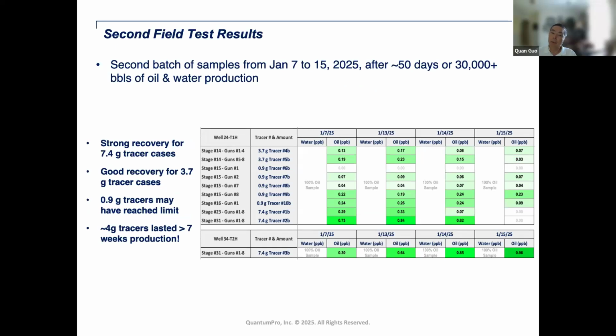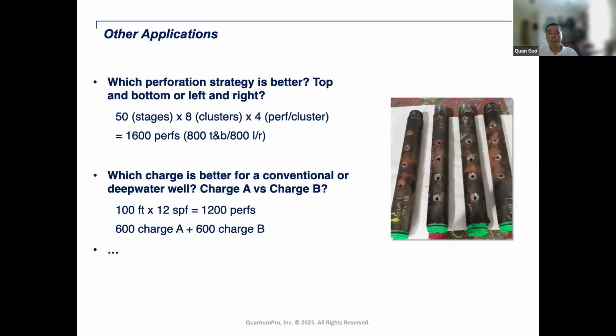So below 7 weeks, we know for sure about 4 grams of tracer will last 7 weeks. So I believe this is a monitoring technique using the tracer embedded charge is a powerful enabler. And we can use it for other applications. I list a couple here. I'm sure there are more.